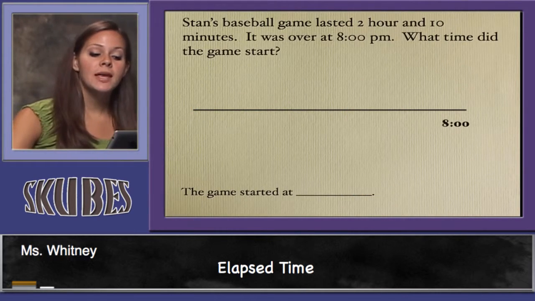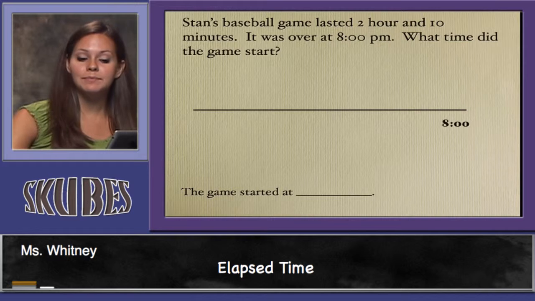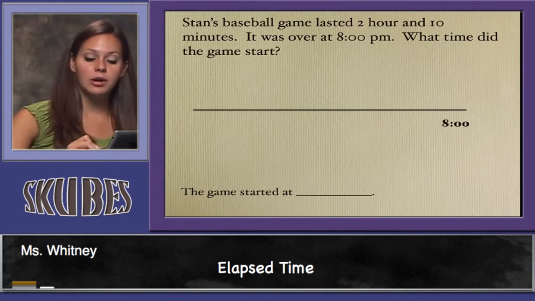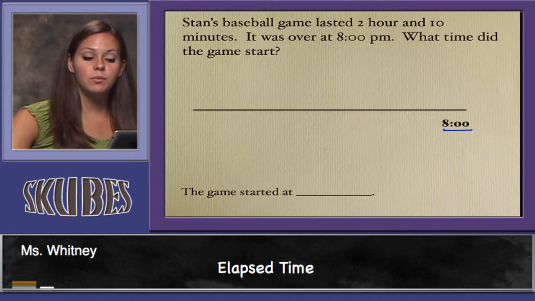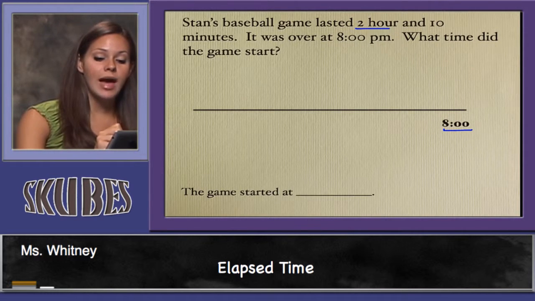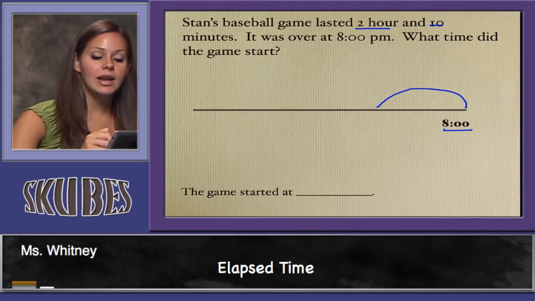Let's try this one. Stan's baseball game lasted 2 hours and 10 minutes. It was over at 8 p.m. What time did the game start? So now we have to work backwards. We know the game ended at 8 p.m. We're trying to determine what time the game started. It lasted 2 hours and 10 minutes. So let's work backwards. We jump back 1 hour.